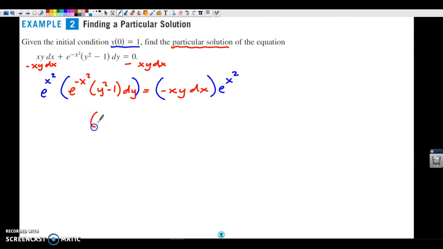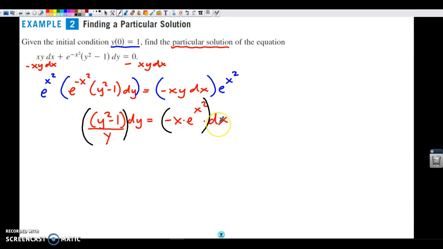So now I have y squared minus 1 dy. And just to save time, I'm also going to do one more step. I'm going to divide the right side by y and the left side by y, so now I have negative x e to the x squared dx. Because multiplication is commutative, I just switched around the order of these things, so now you can see that I clearly have something with just y's in it, something with just x's in it, with their dy and dx respectively. The next step is to integrate both sides with respect to their variables. I'm going to do that off screen.